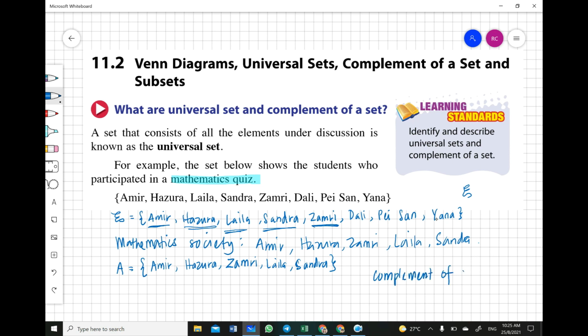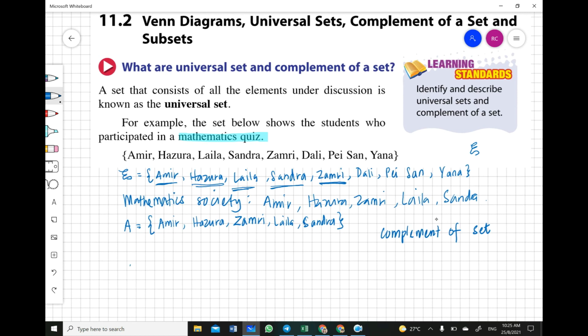of set. So the complement of set A, we write down as A with an apostrophe up here. Okay, the complement of set A will be the 3 persons who are not from the Mathematics Society. They are Dali, very good. Yes, Paysan and Yana. Correct.